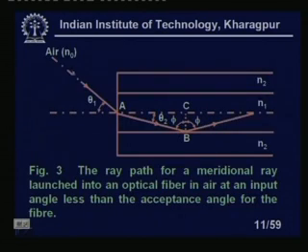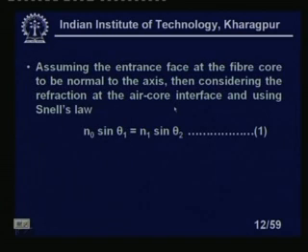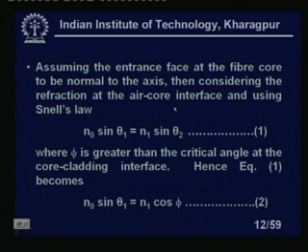So this is N1, this is N0, the refractive index of air, and this is the refractive index of the core, and this is the angle of incidence theta 1 and this is the angle of refraction theta 2. So we can easily write Snell's law: N0 sin theta 1 equal to N1 sin theta 2. This is equation number 1, where we can see if phi is greater than the critical angle at the core cladding interface.